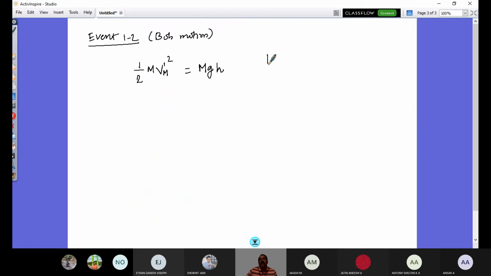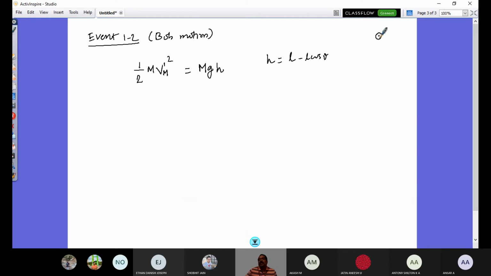Where this h can be found from the geometry of the setup: the total length minus this part here is L cos theta. So L cos theta, right? So you understand this. How does it come?